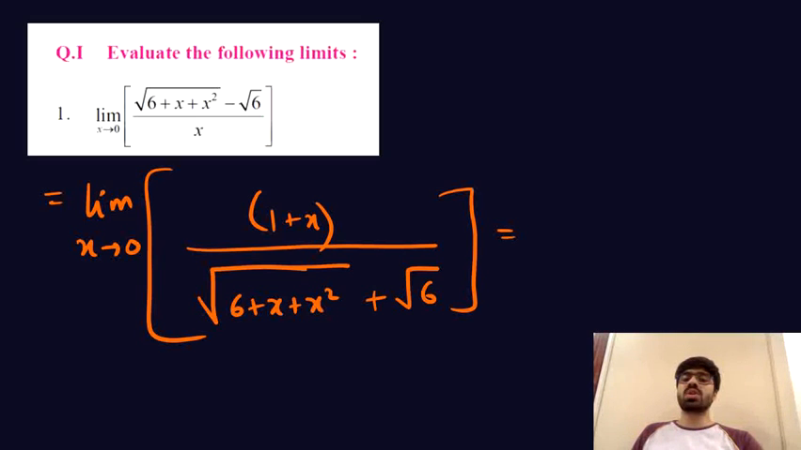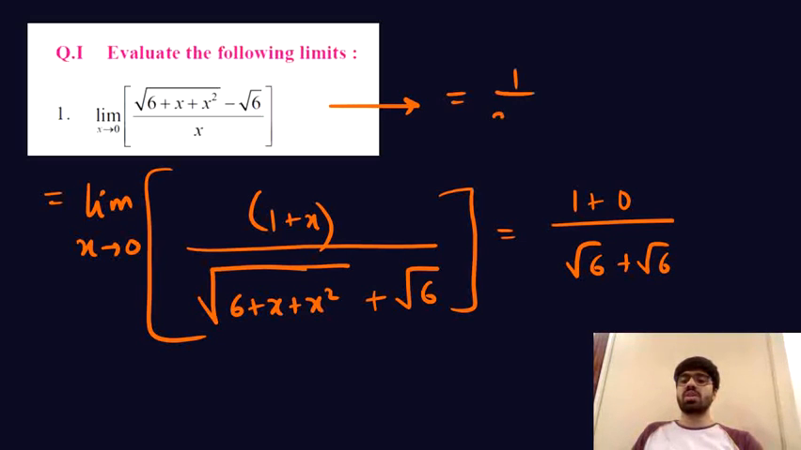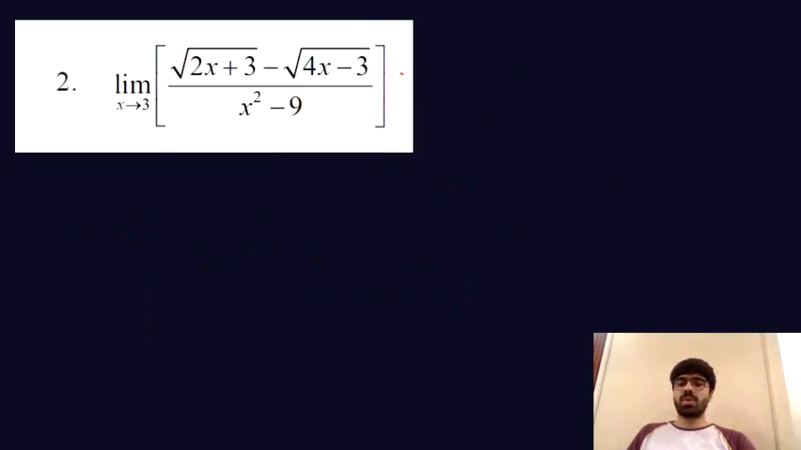Just put x equal to 0 to evaluate the final expression. So you will have 1 plus 0 divided by root over 6 plus 0 plus 0, that will be root 6 plus root 6. So the final evaluation of this expression becomes equal to 1 upon 2 root 6. Let's go ahead with the second question.